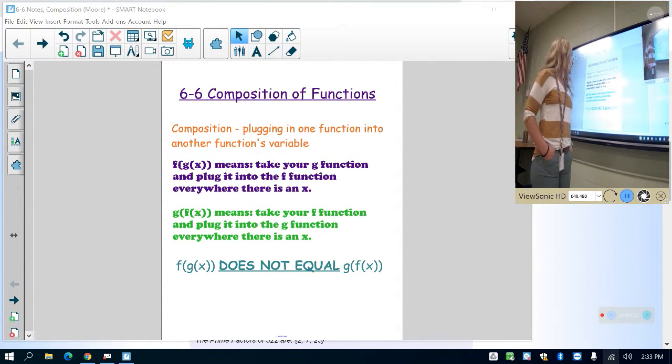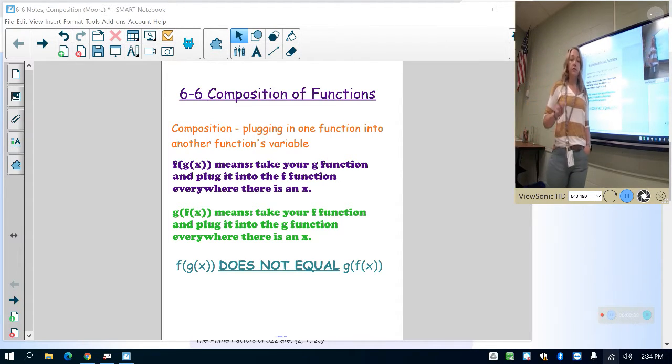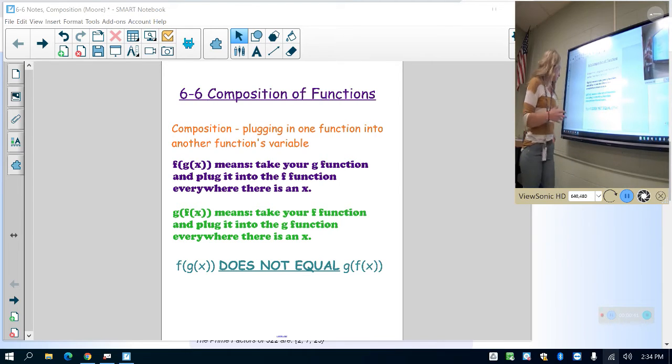for the variable. For example, f of g of x, that's how we pronounce that, means that you're going to take the entire g function and plug it into the f function and replace all the variables x. G of f of x takes the f function and plugs it into the g function and replaces every single x. These two are not the same. F of g of x and g of f of x are actually going to have two separate solutions. So let's do an example.